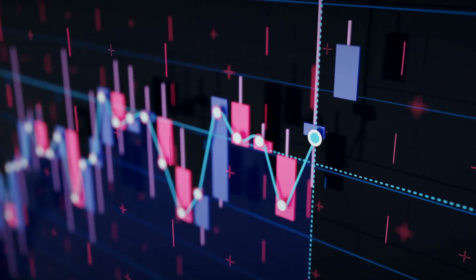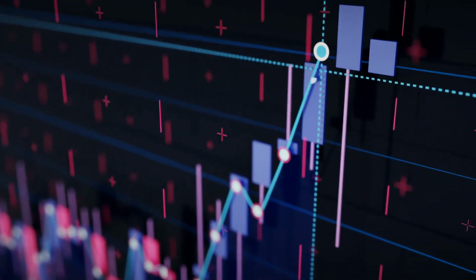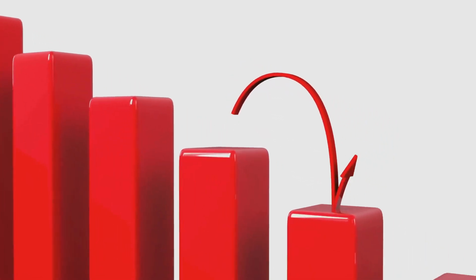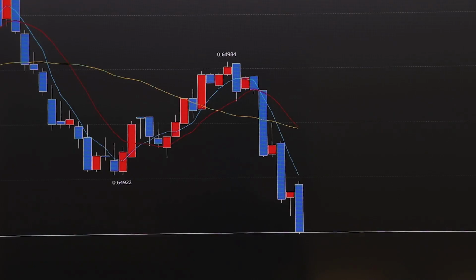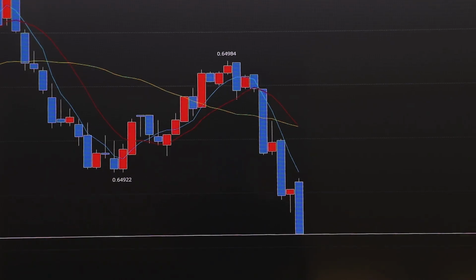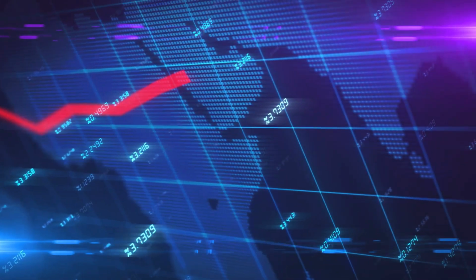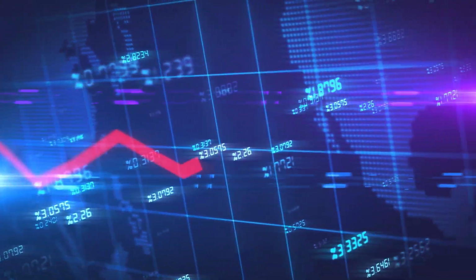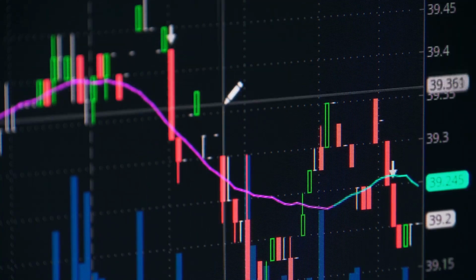A rising wedge forms when the price makes higher highs and higher lows, but the upper trend line is steeper than the lower trend line. This indicates that buying pressure is weakening, and a reversal to the downside is likely. Conversely, a falling wedge forms when the price makes lower highs and lower lows, but the lower trend line is steeper than the upper trend line. This suggests that selling pressure is drying up, and a reversal to the upside is on the horizon. The key takeaway here is that wedges are all about identifying a shift in momentum.